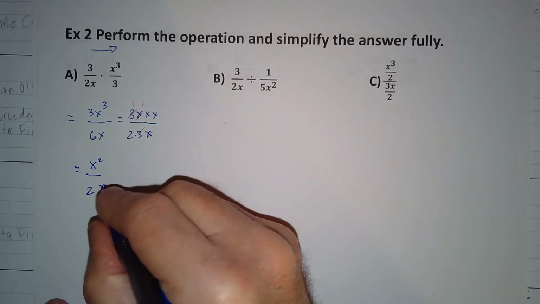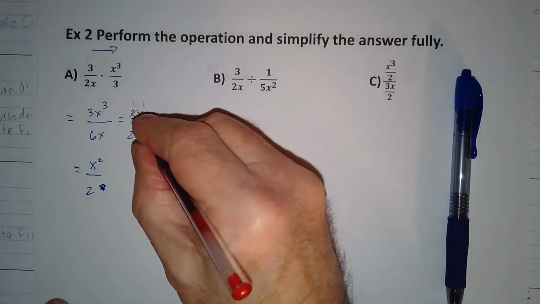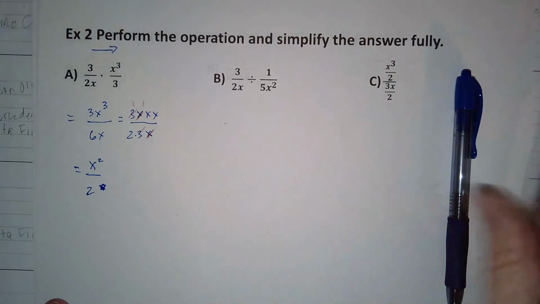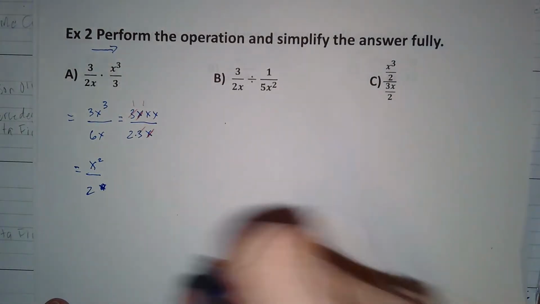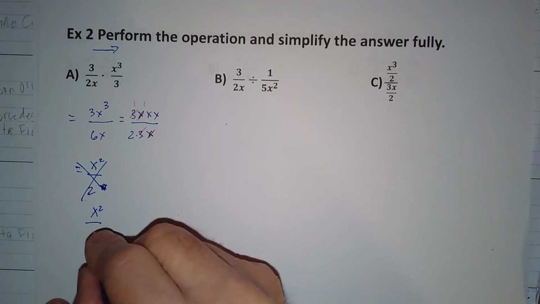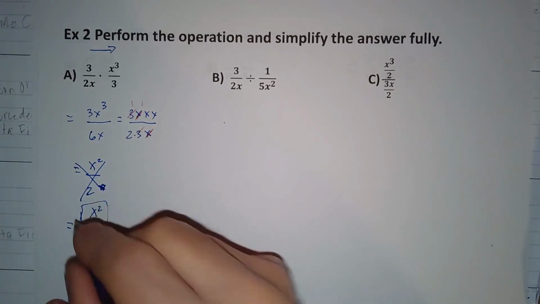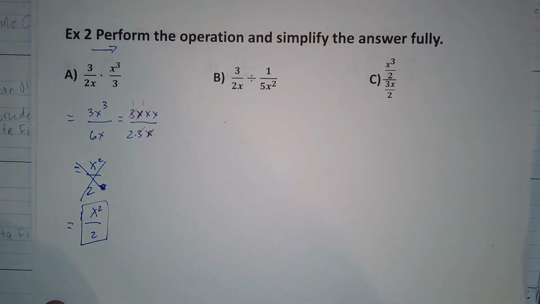Oops, we lost that x. I'm sorry. This canceled out. So we had an x cancel here and an x cancel here. So we're left with x squared divided by 2. I'll just rewrite that. X squared divided by 2. Okay? Perfectly acceptable, beautiful answer.